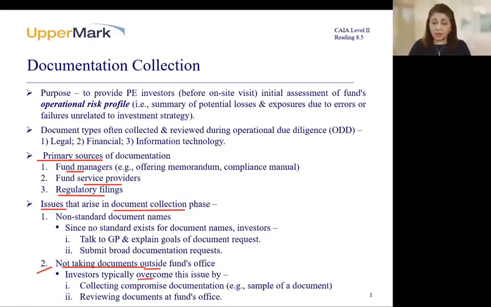So what are ways that investors who are carrying out operational due diligence can get around that? So one is to review the documents at the fund office. In other words, you do an on-site visit. And the second one is to basically collect what they call compromise documentation. So instead of getting the exact document that you want, you may, for example, get a sample. Instead of being able to take the entire compliance manual of a particular fund, you might get the table of contents, for example, or an executive summary, something like that.